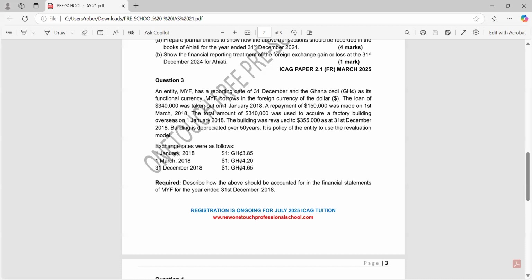Is that clear? Yes, it's clear. I want you to pause the recording, then read the question with the understanding you have now. Assuming this question should come to you, will you be able to calculate the exchange difference on settlement and the exchange difference on year-end balance, that is if it's a monetary item? Let me pause the recording. We are going to do all the questions, so don't worry.